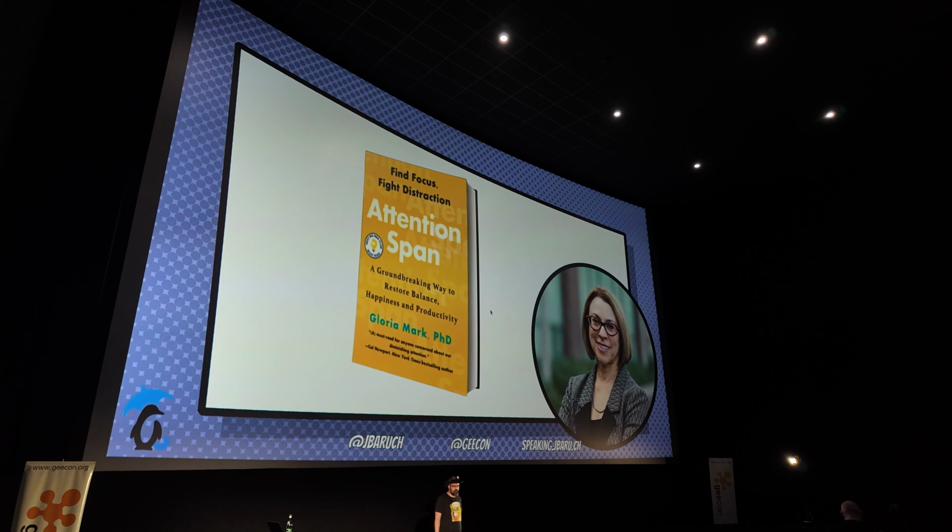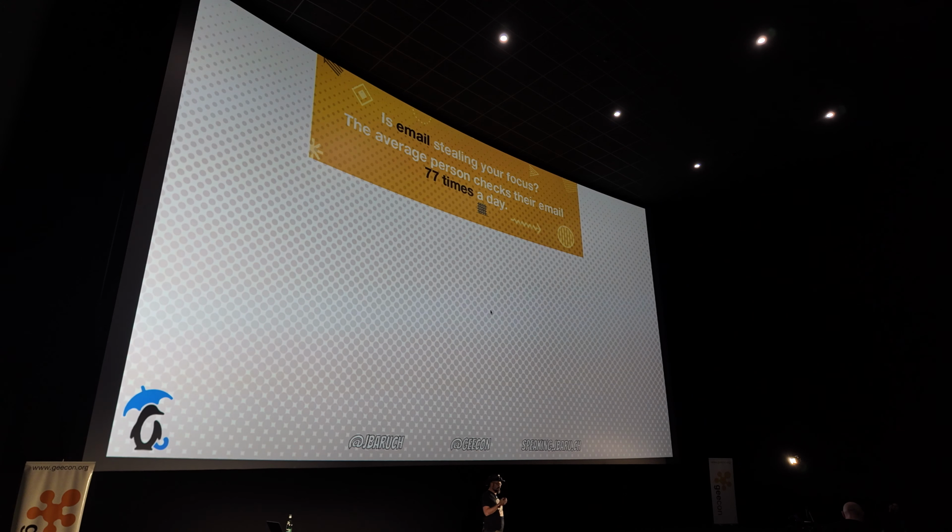And again, we will guess. Is email stealing your focus? The average person checks their email how many times a day? Shout. 50, 100, 70? 1,000, that's an interesting assumption. 10. Okay, so we have 2 outliers, 10 and 1,000. We throw them away and we end up with 50, 70, and 100. You are amazing. Right on the money. 77 times. I mean, that was a revelation for me. I expected it to be double digits. I didn't expect it to be 77. That's a lot.